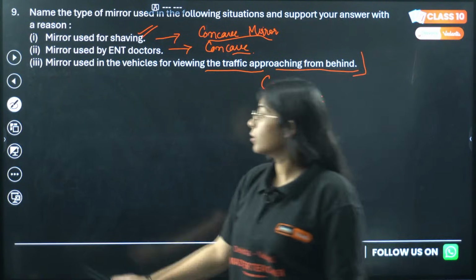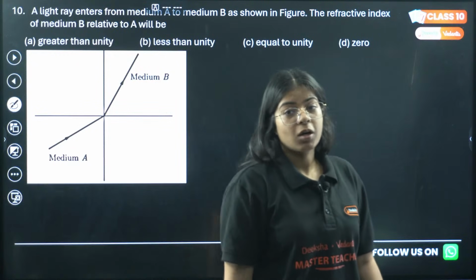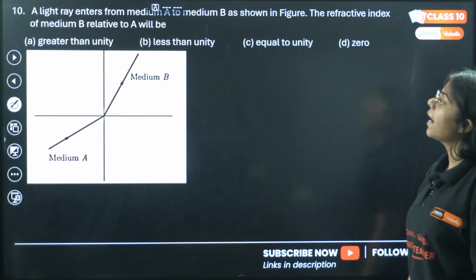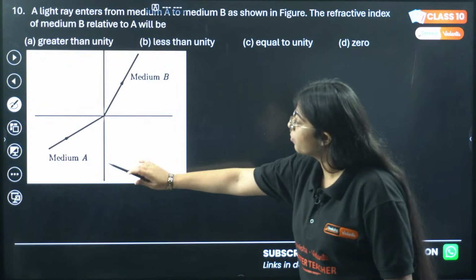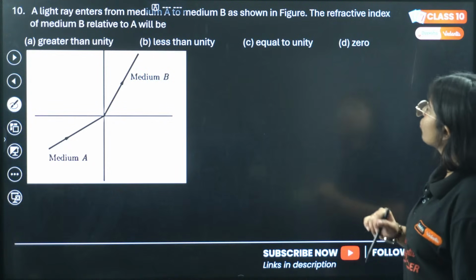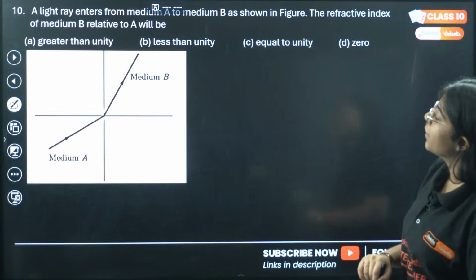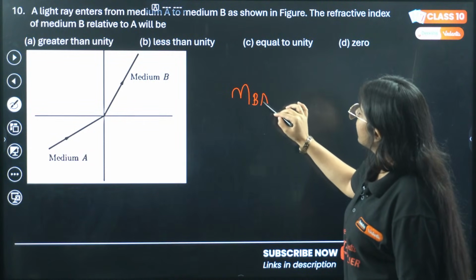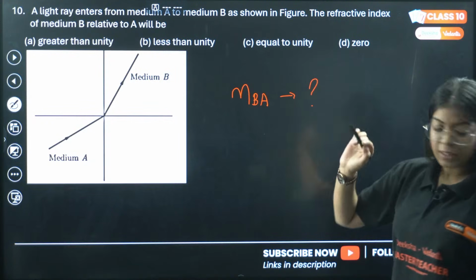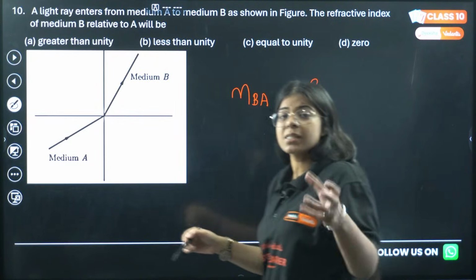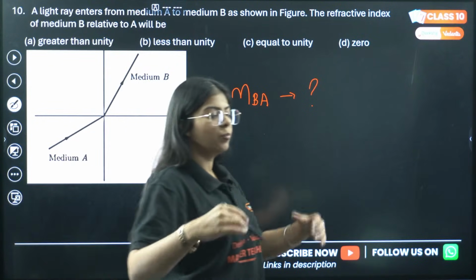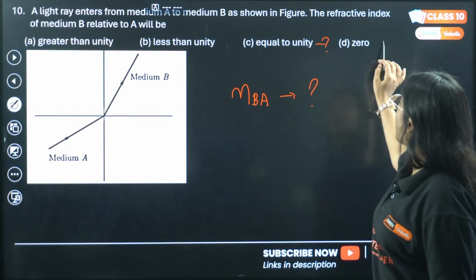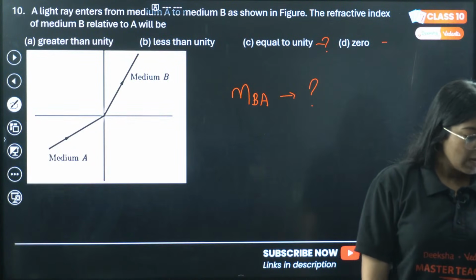Okay, let's move on to the next question. A good question. A light ray enters from medium A to medium B as shown in the figure. The refractive index of medium B with respect to A will be? Will it be more than unity? Unity is 1. Will it be more than 1? Will it be less than unity? Will it be equal to unity or will it be 0? Can you let me know?